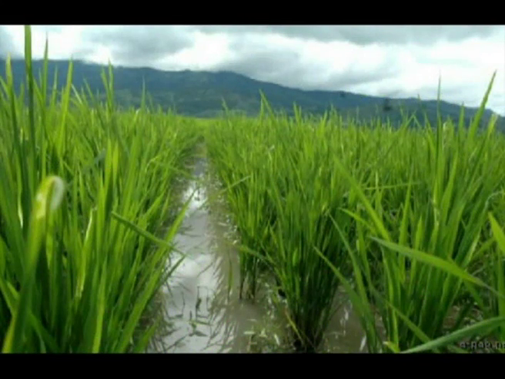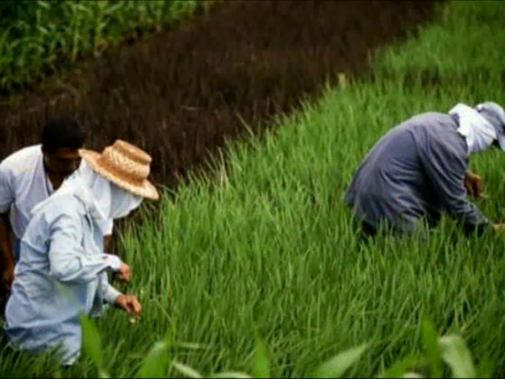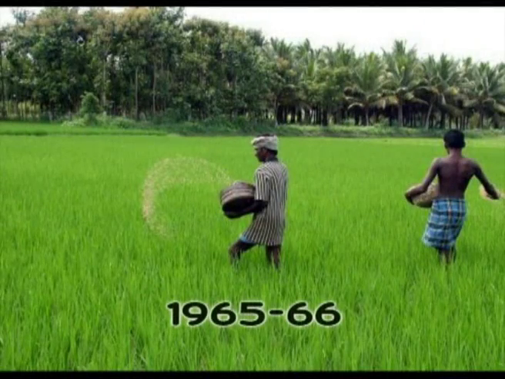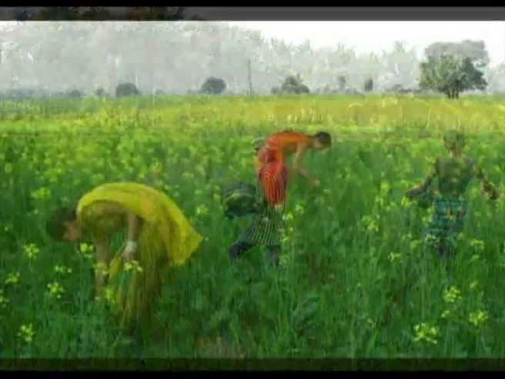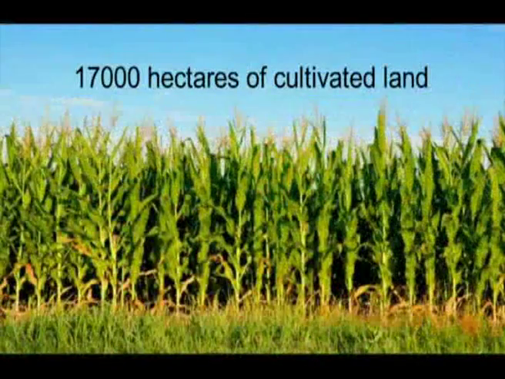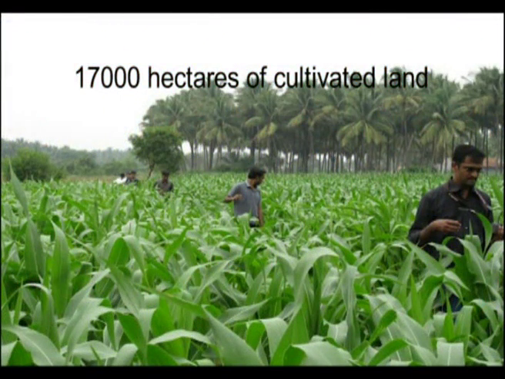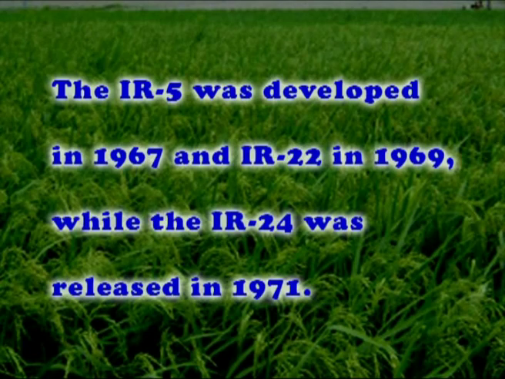The diffusion of high yielding varieties, however, became fully operational in the country in the Kharif season of 1965-66, in which about 17,000 hectares of cultivated land was brought under high yielding varieties. IR5 was developed in 1967 and IR22 in 1969, while IR24 was released in 1971.